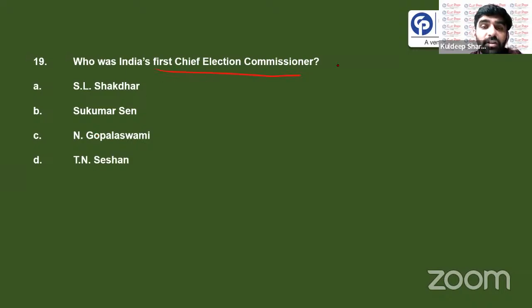Next, who was India's first chief election commissioner? It is very obvious that the election cycle is going on right now. So we have asked you who was the first chief election commissioner, and the answer is Sukumar Sen. A few days ago, I actually asked you who was the first woman chief election commissioner. If you remember the answer, tell me in the comment box.